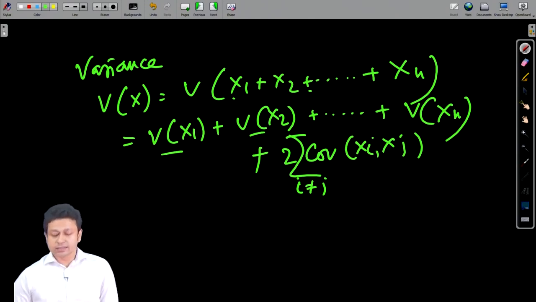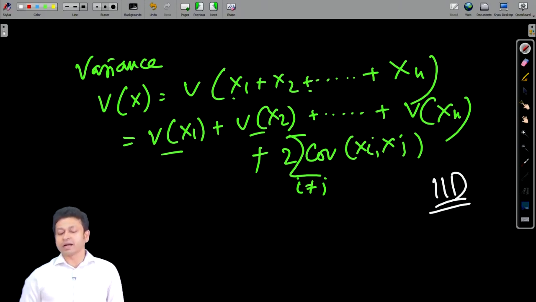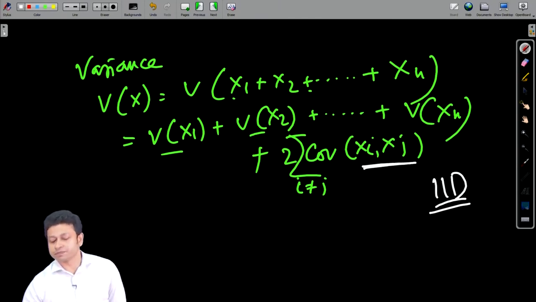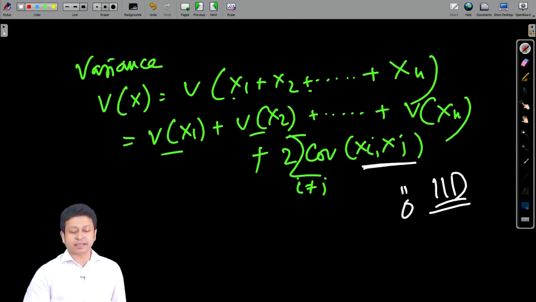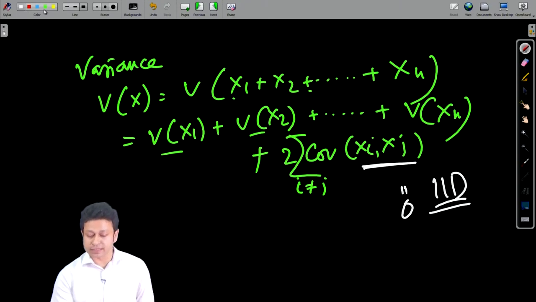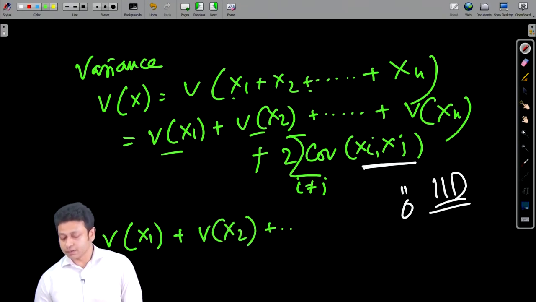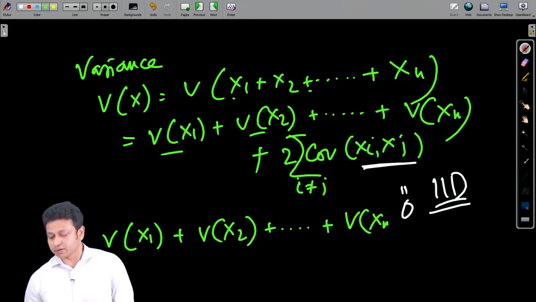So, when I do that, we have to be mindful that we are talking about IID again, coming back to the IID random variable. When I have IID, they are independent. When two events are independent, we have already proved that this term is going to be 0. So, what I am going to have is V x is equal to V x 1, V x 2 up to V x n, all right.